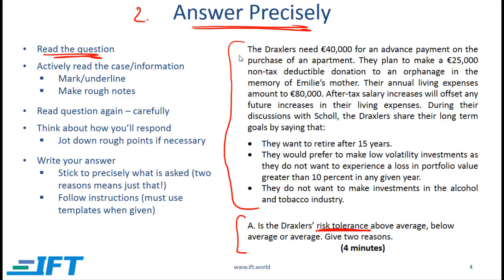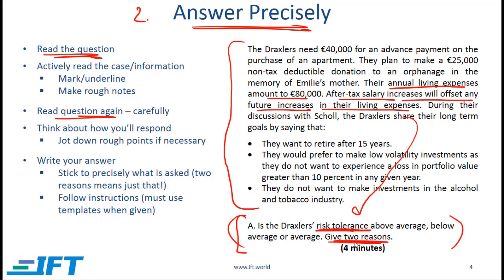So once you know the question, then start actively reading the information presented. By actively reading, I mean that you go through this and you underline information that you think is relevant. So for example, if we are talking about risk tolerance, and then you read that their annual living expenses amount to this much, the after-tax salary increases will offset any future increases in their living expenses. This seems to be related to risk tolerance. So start making a note of these points, or start at least underlining them. Then read the question again before you answer. So that way we make sure that you understand exactly what's being asked for.